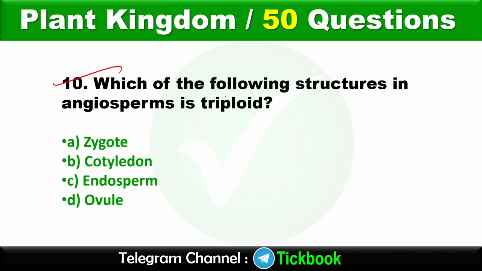10. Which of the following structures in angiosperms is triploid? Option number C will be the right answer, endosperm.